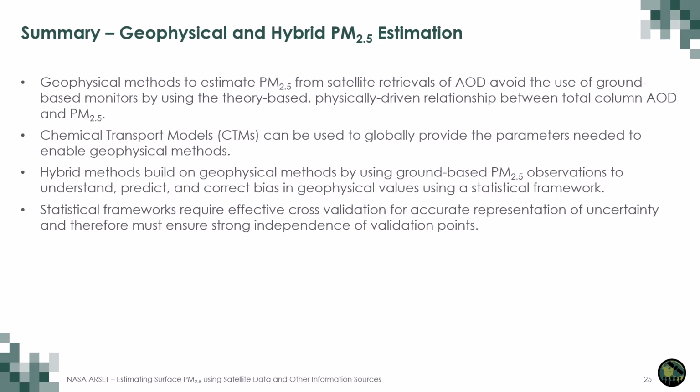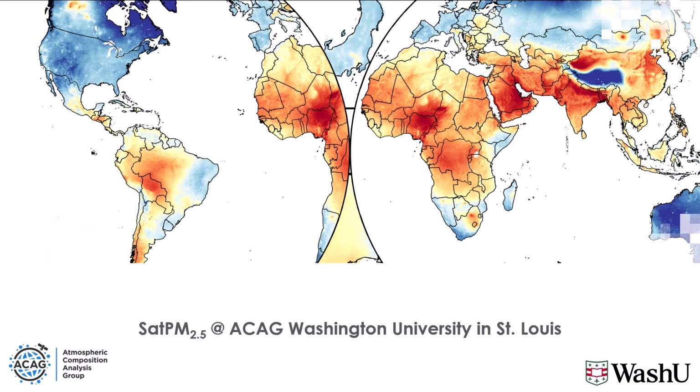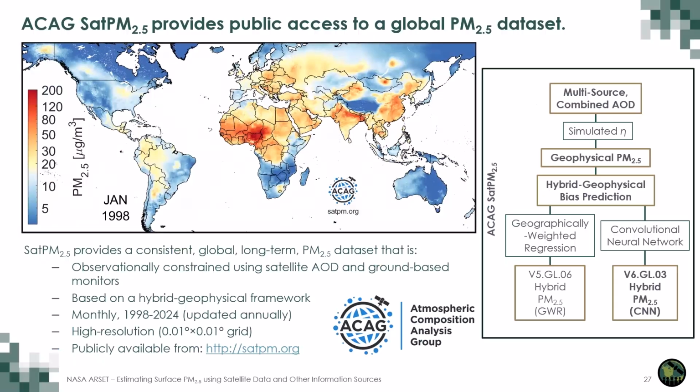And now we're going to switch gears a little bit and focus specifically on the SAT PM2.5 dataset produced at Washington University in St. Louis by the Atmospheric Composition Analysis Group, or ACAG.